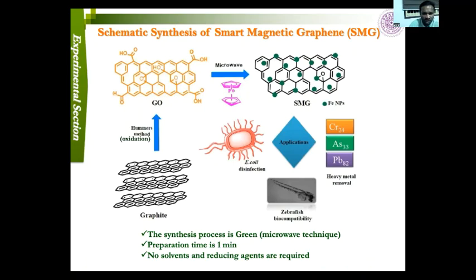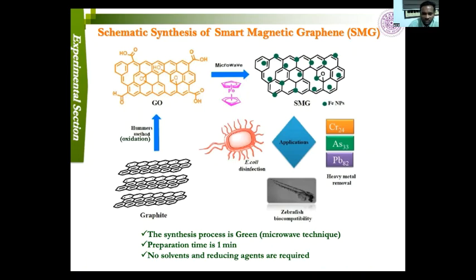We took graphene oxide, added ferrocene as an iron precursor, and together we kept them in a microwave oven. Within a minute, we got smart magnetic graphene. The graphene oxide has been reduced, and we have a well restored structure. On top of that, iron nanoparticles from ferrocene have been decomposed and decorated on top of it. Finally, this smart magnetic graphene was used for removal of various metals like chromium, arsenic, lead, silver, and mercury, which are called poisonous metals according to WHO and USEPA.